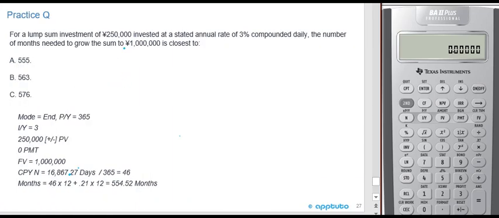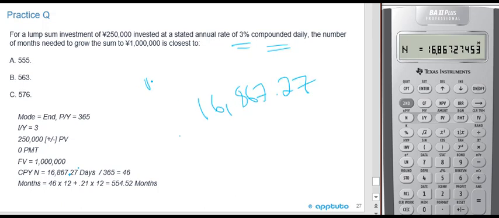This one's a little bit tricky the first time you do it because it's giving you 3% compounded daily. So let's just go through it. We're going to check our second P/Y. It's going to be 365 because that's daily. We're solving for N. So it says 3% for I/Y, and our present value is that 250,000 yen going out of our pockets, so that's a negative investment. There's going to be no payments, and we have a future value of 1 million yen that we want. So we're going to compute N.